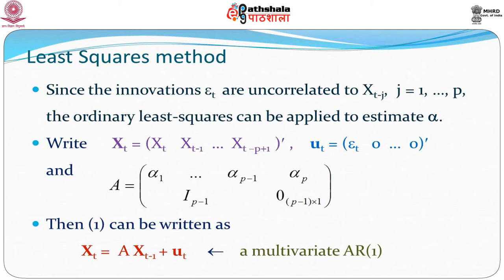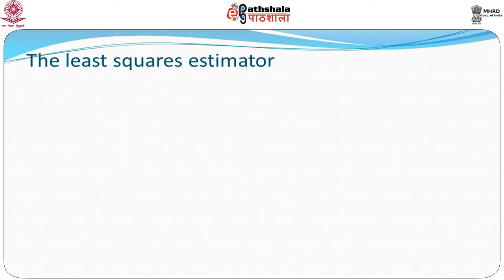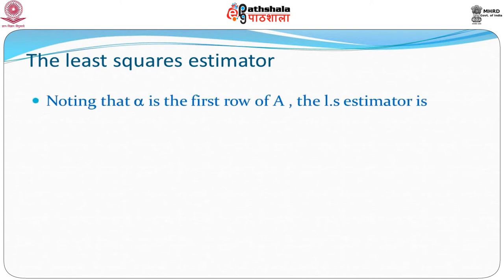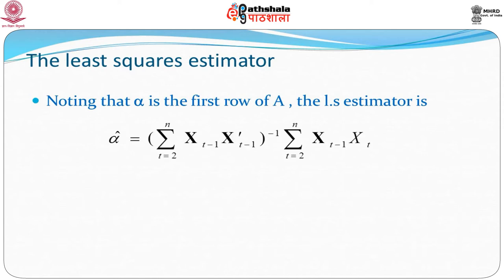So if we try and minimize U_t' U_t, that is the squares of the errors, then we get the least square estimators. Now remember that alpha is the first row of A, so we just need to get the estimates of the first row of A. We are not interested in the other rows, and the alpha hat comes out to be the usual estimator that we get by the least squares. So it's (X_{t-1} X_{t-1}')^{-1} X_{t-1} X_t. Remember the last X_t is a scalar and we are only bothered with the first row.